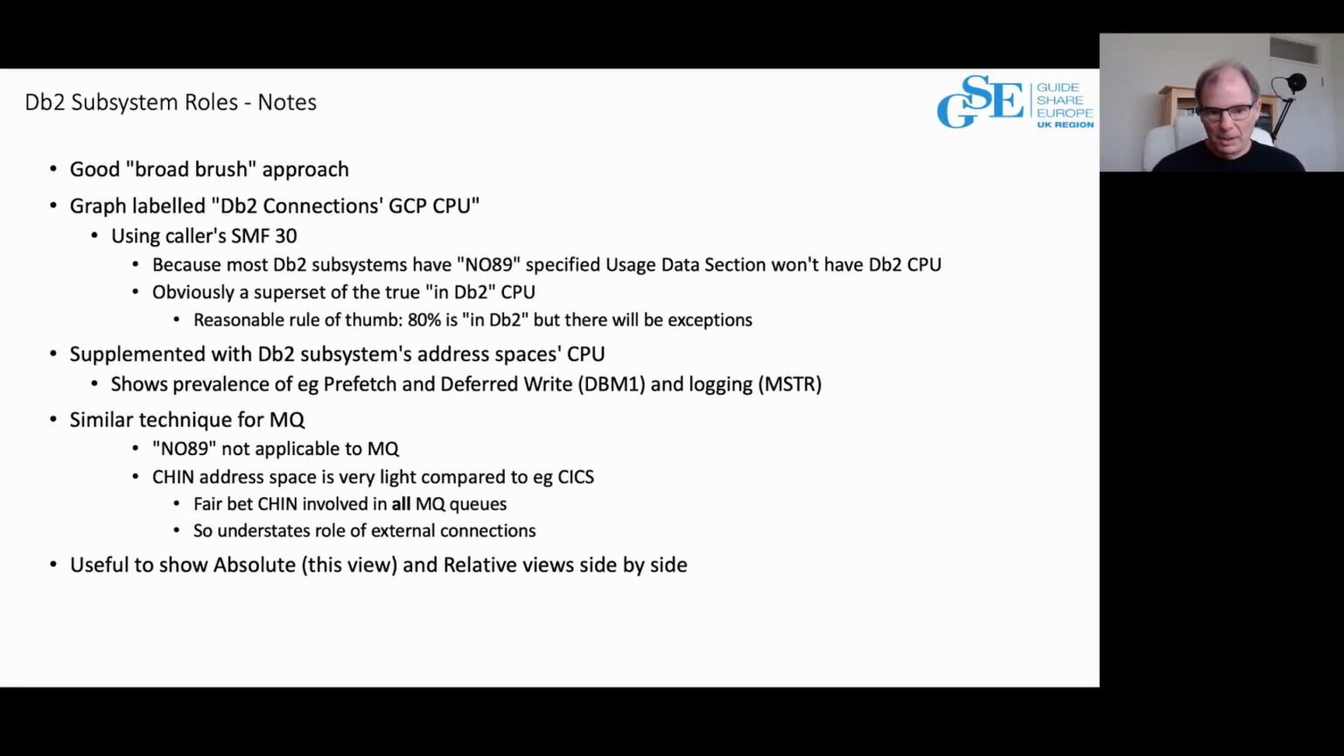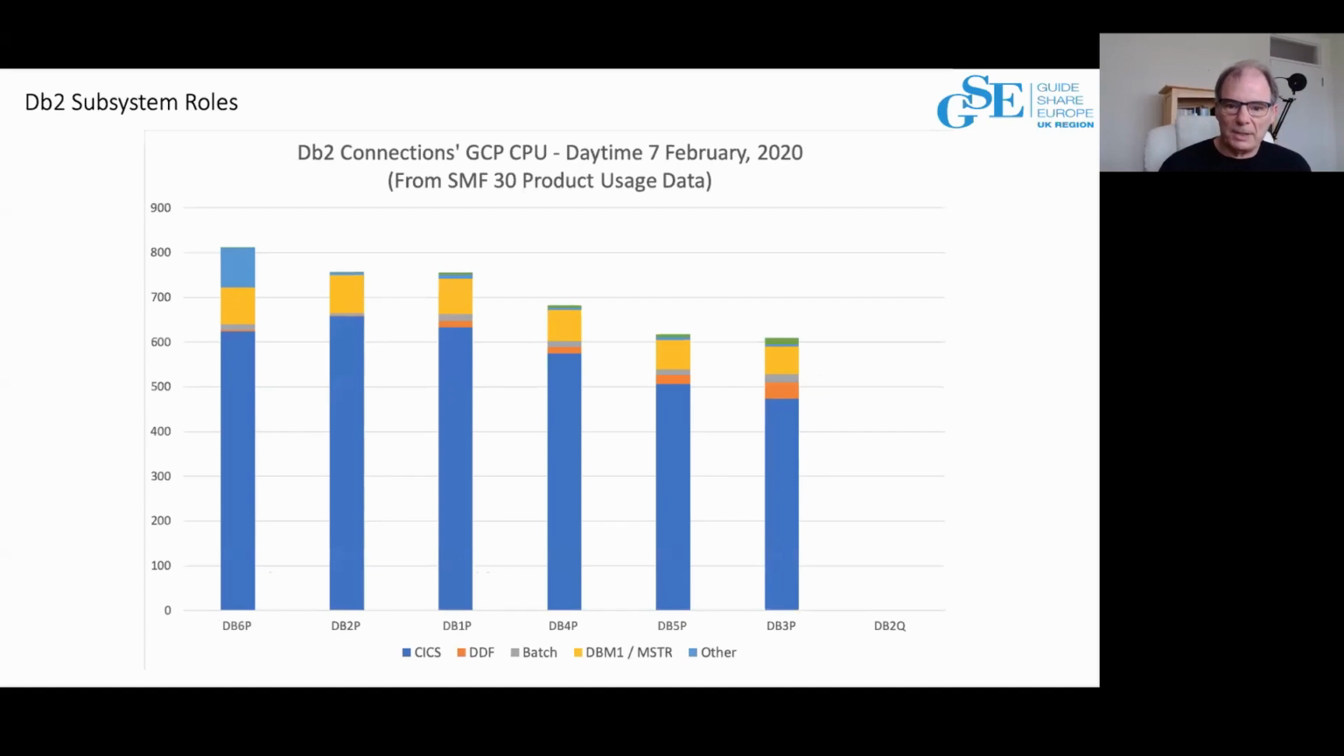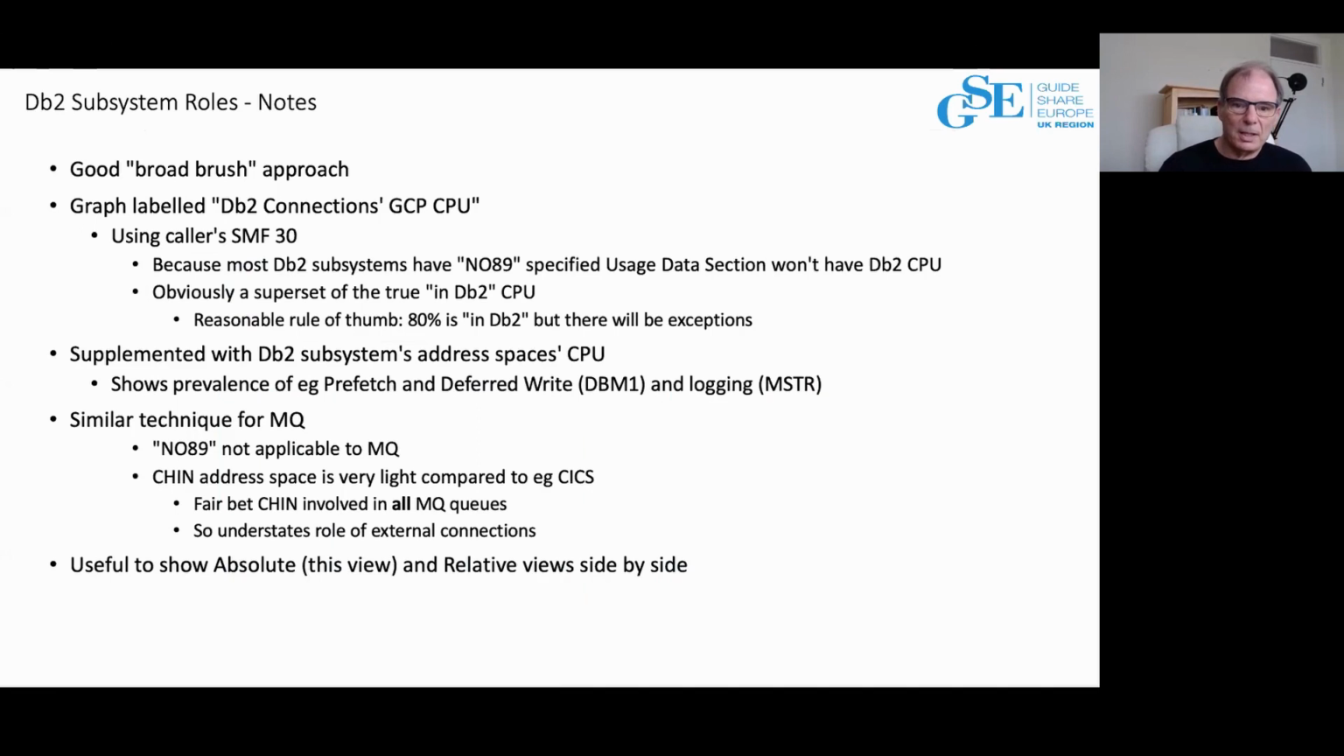Be careful about MQ because you will see a chin address space which will be very light on CPU compared to, let's say, a CICS address space. So there will be a bias here towards saying all the traffic to this MQ is CICS, which almost certainly isn't right. So you have to be careful if you try this technique with MQ, except at least you know you've got CICS attaching to MQ, or maybe it's so-called batch, or maybe it's IMS. And one of the things I quite like to do sometimes is show this, the absolute view of CPU, warts and all. Well, you might show the relative view, let's have everything add up to 100% as a stacked bar, side by side with it. And sometimes I do that.